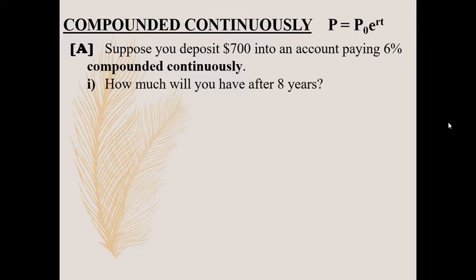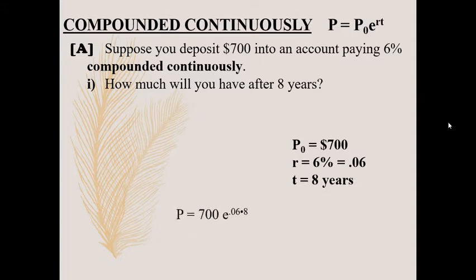What is going to be our initial value? That's right, our initial value is $700. What's going to be our rate? The rate is 6%. How much time are we looking at? We are looking at 8 years.